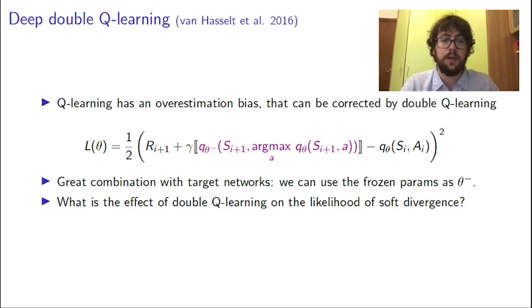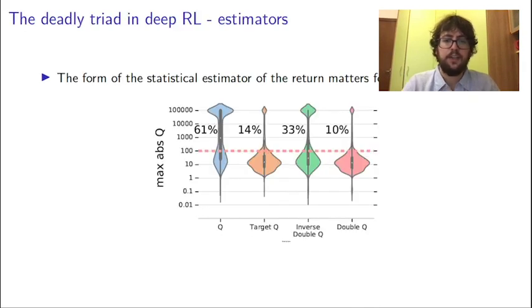In double Q-learning, you may remember, we use separate networks to choose which action to bootstrap on and to evaluate that action. And neatly, this combines really well with the target networks idea, because then we can use the frozen parameters, the ones of the target network, as one of the two networks. In this plot, you can compare the effects of using target networks, using only double Q, which is dubbed here inverse double Q, and doing both.